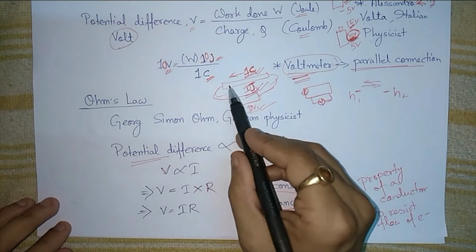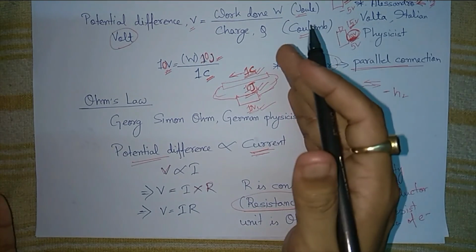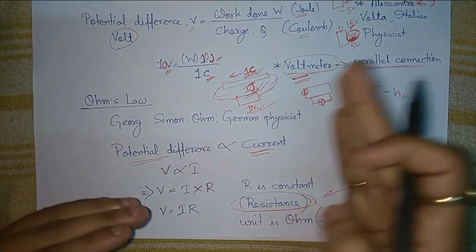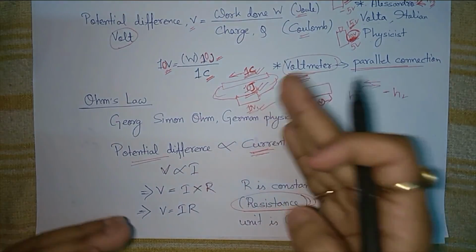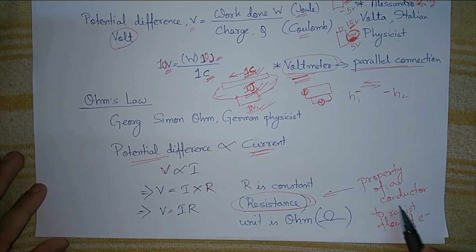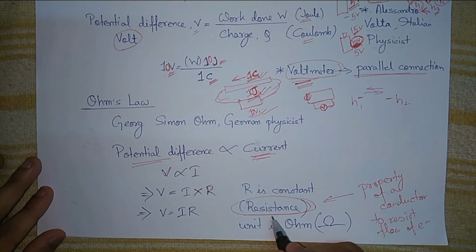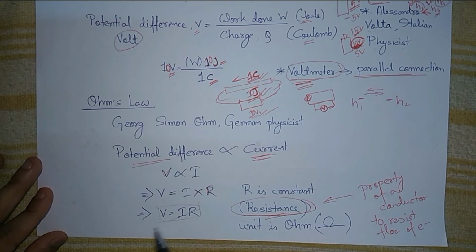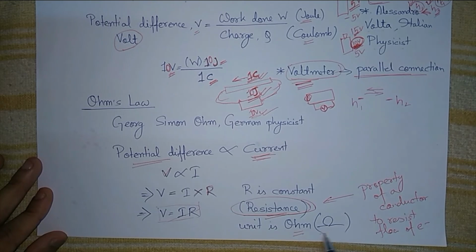Means through this conductor 1 coulomb of charge or any coulomb of charge, means electrons are flowing. The conductor is resisting the flow. It does not want its electrons to be flown. So this property of the conductor is the resistance. So V equals IR. The unit of resistance is ohm.